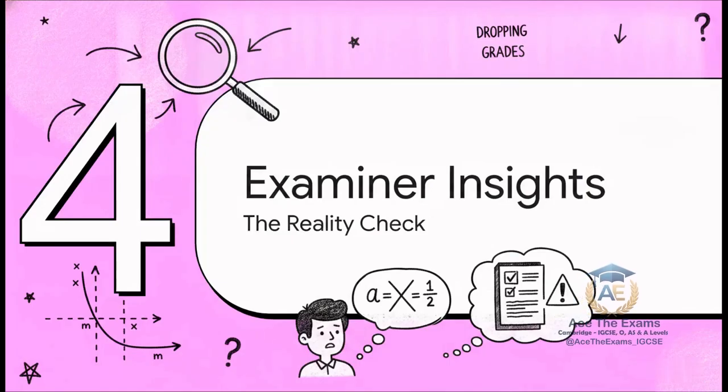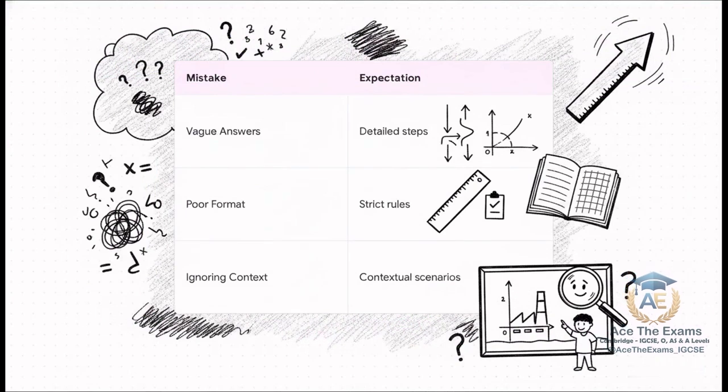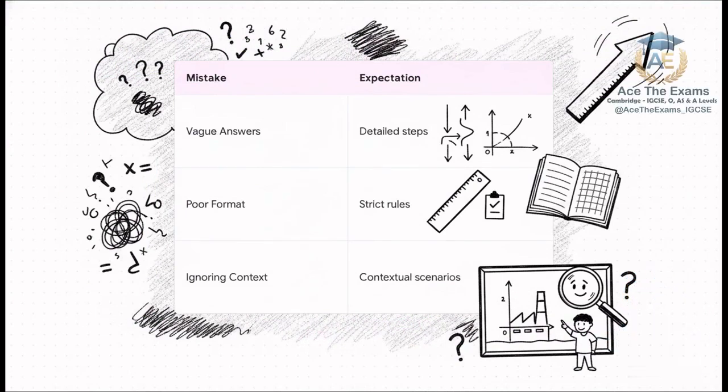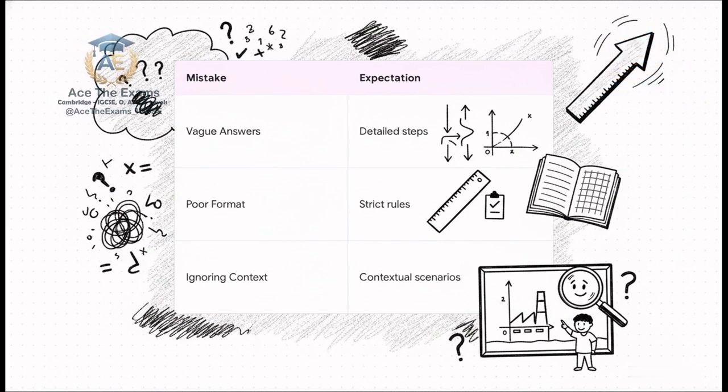All right, Section 4, Crucial Examiner Insights. This is the reality check. We are diving straight into the principal examiner reports to see exactly where students are bleeding marks. There are 3 major mistakes that come up over and over. Mistake number 1, vague answers. Students just slap in numbers on a page, but the examiner's expectation, they want specific, detailed, methodological steps.